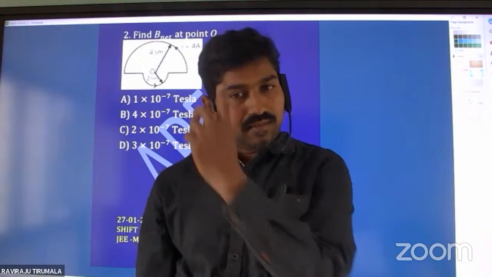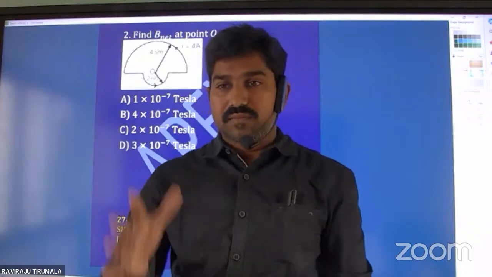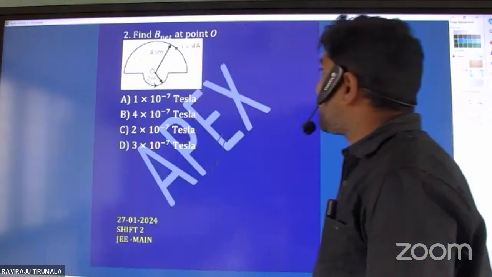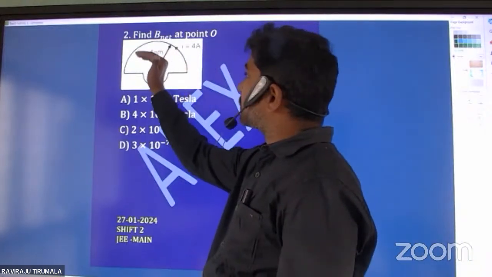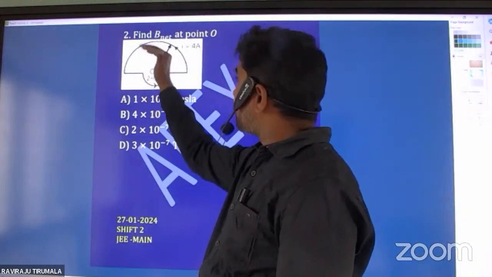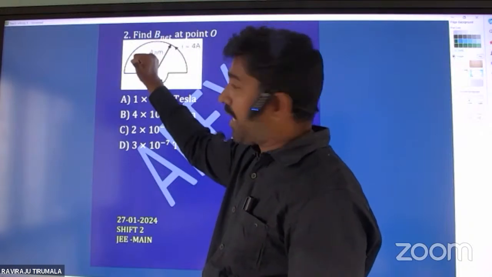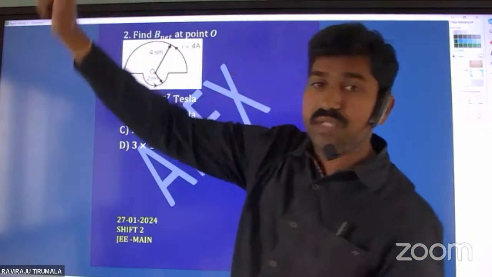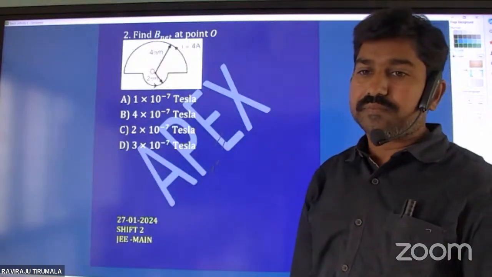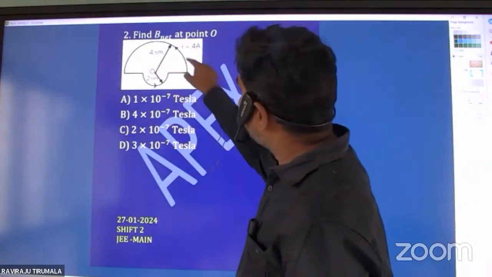By using the right hand thumb rule. How is the current passing here? Current is passing in this direction. So according to the right hand thumb rule, the magnetic field will be outside the circular coil. First we have to calculate for this one.